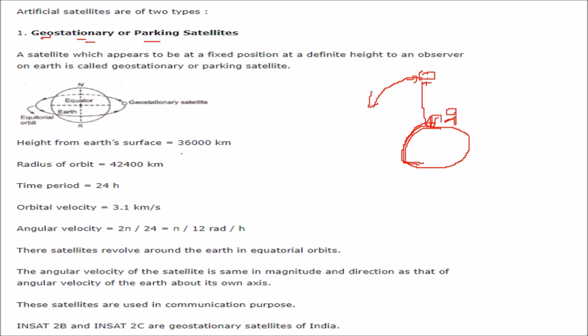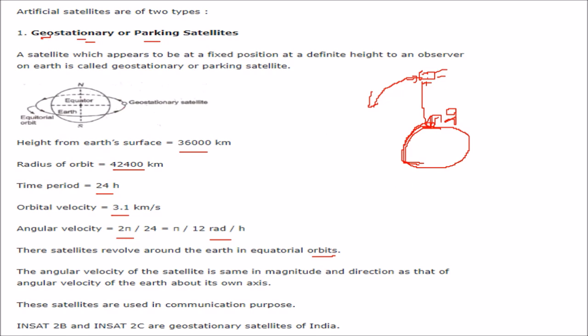So how far is the satellite from the Earth's surface? 36,000 kilometers. The radius of the orbit is this much. The time period is 24 hours because, as I said, the Earth is rotating and this is revolving, the time periods are the same, 24 hours. The orbital velocity is 3.1 km per second, and the angular velocity is 2 pi by 24, which comes to this value. And these are the satellites which revolve around the Earth in equatorial orbits.